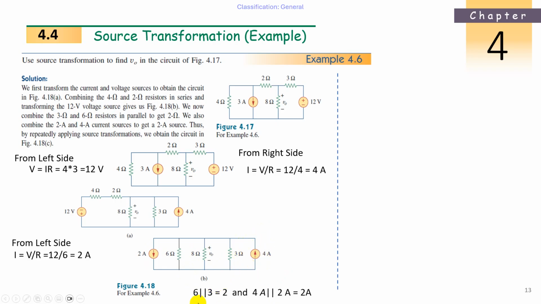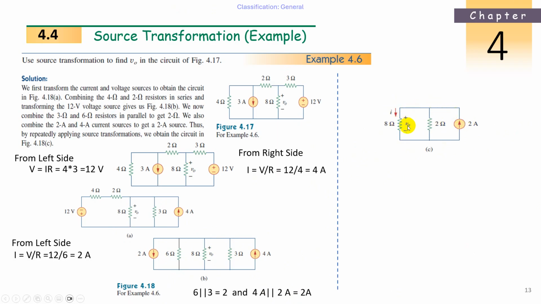Check here. 6 and 3 are in parallel. These resistances are in parallel. So 2 ohms will come. Now 2 amperes and 4 amperes are in parallel, so it becomes 2 amperes, because 4 minus 2 is 2. So now rearrange this circuit. So 6 and 3 are becoming 2 ohms here. Now 4 and 2 amperes current becoming 2 amperes. So we have the final circuit here.